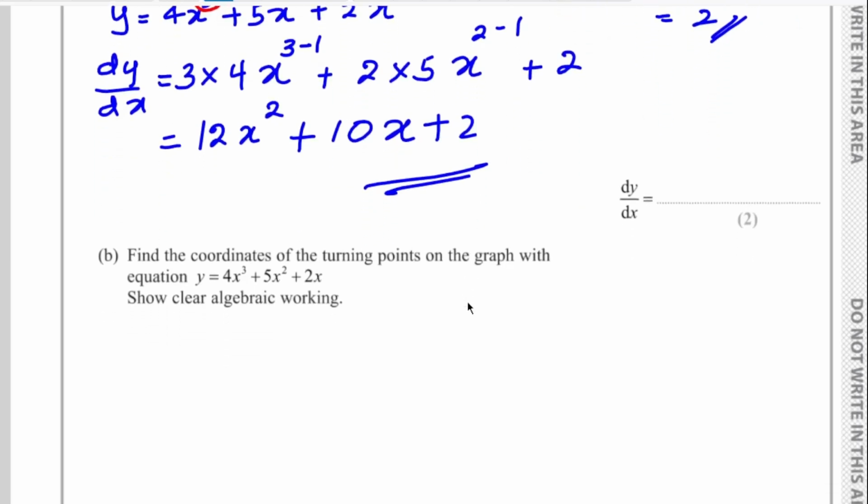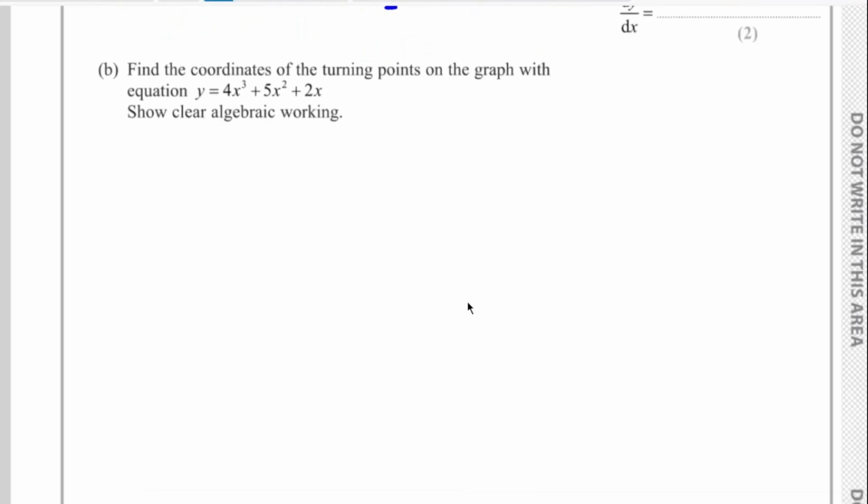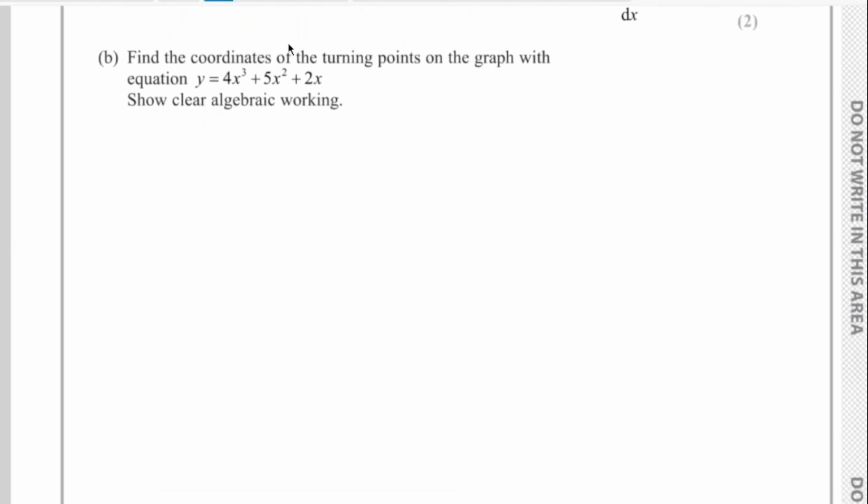Part B. Find the coordinates of the turning points on the graph with the equation y equals 4x cubed plus 5x squared plus 2x. This is a special one because of the turning points. We know this is related to differentiation, and they're talking about the turning points. So let's assume this is a positive cubic graph. Just assume that we are getting a curve like this.